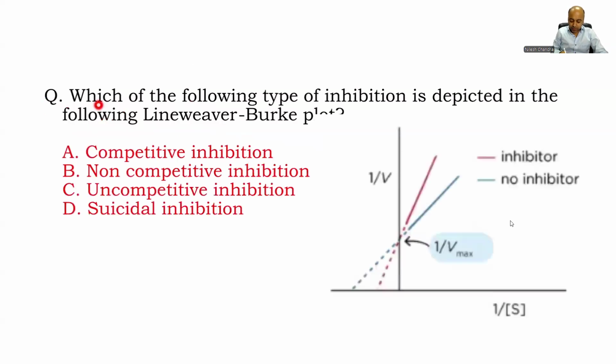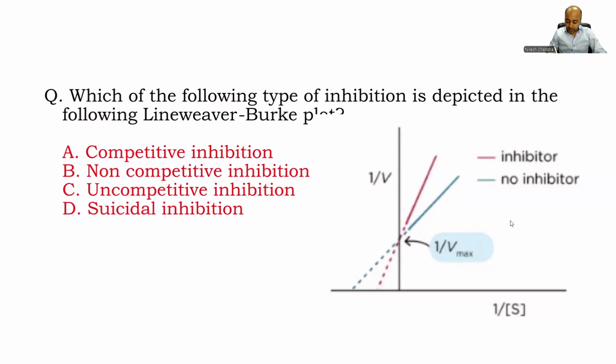Next question, which of the following type of inhibition is depicted in the following Lineweaver-Burk plot? You can see this image here. The blue one is without the inhibitor. The red one is with the inhibitor. Your options are competitive inhibition, non-competitive inhibition, uncompetitive inhibition, and the suicidal inhibition.